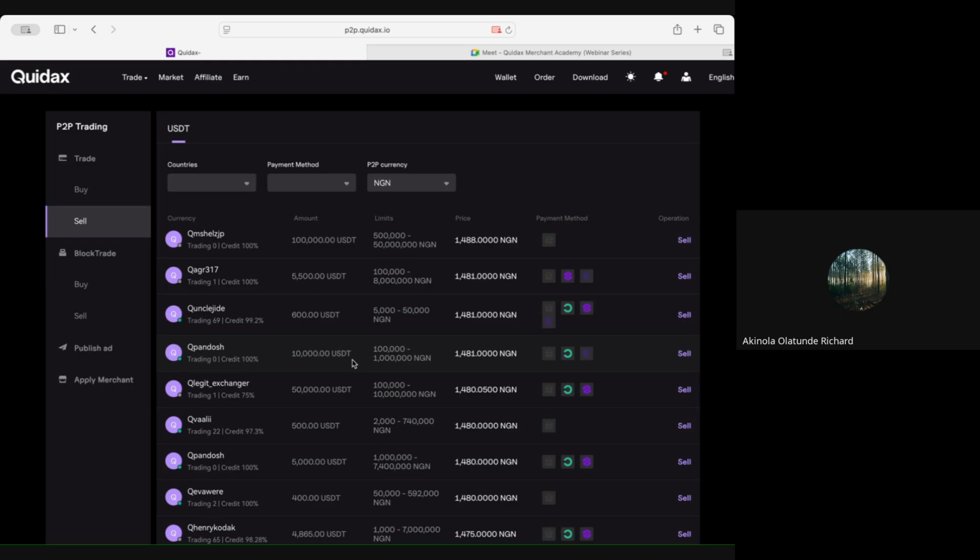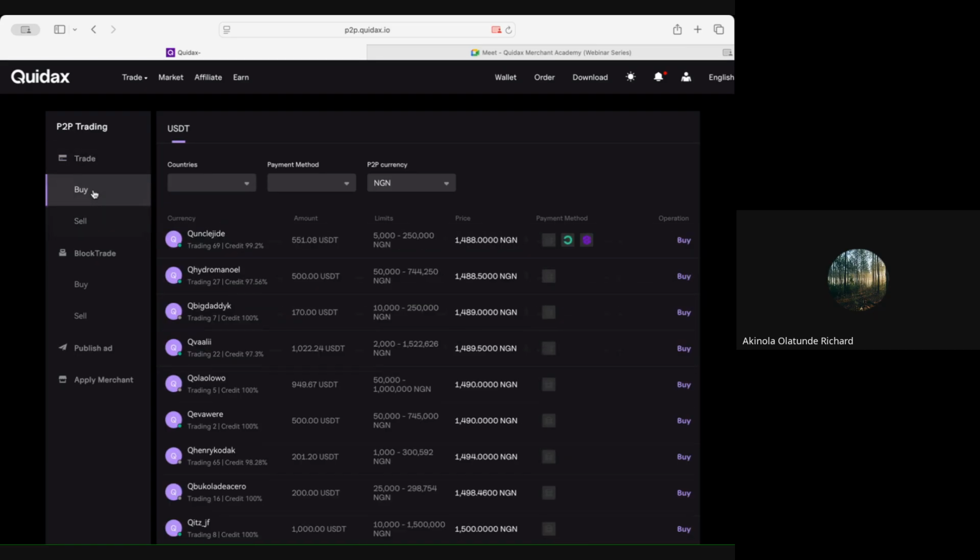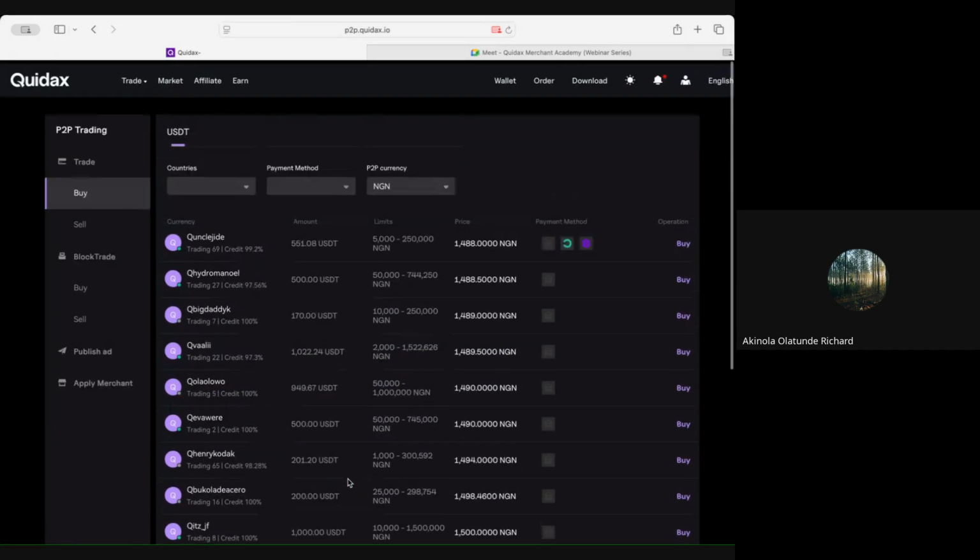So I just showed us how to create ads on the P2P platform. Also, if you want to buy on the platform, you're going there now to buy, just click buy. There's a wide range of traders selling at a very cheaper rate compared to other exchanges. We have the first person here. This merchant has 551 USD. We have another person with 500. We have just a whole lot of them here.